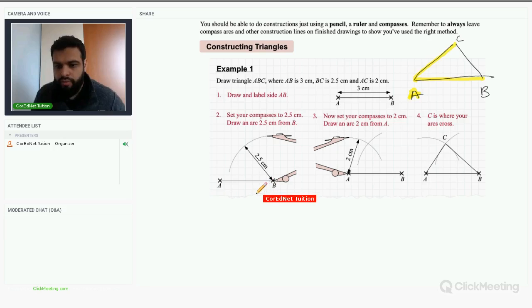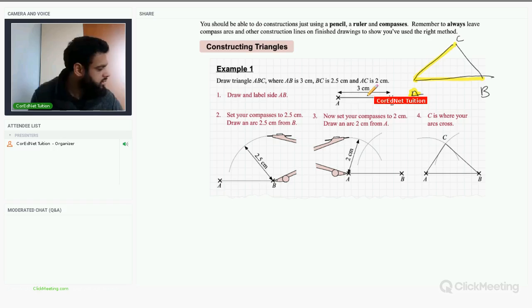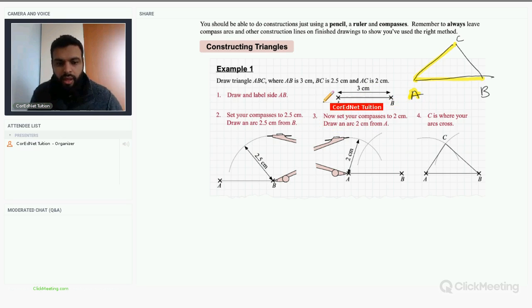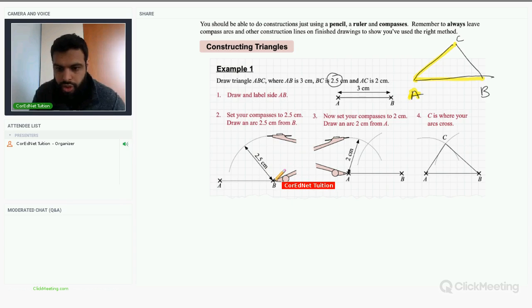So you draw your baseline with your ruler. Get your ruler out, make sure it's accurate. You draw 3 centimeters, and then for the other length here, which is going to be 2.5, you stick the sharp end of your compass in. You can see in this diagram there's your sharp end and the pencil end, and you draw yourself that arc. So that distance there will be exactly 2.5.